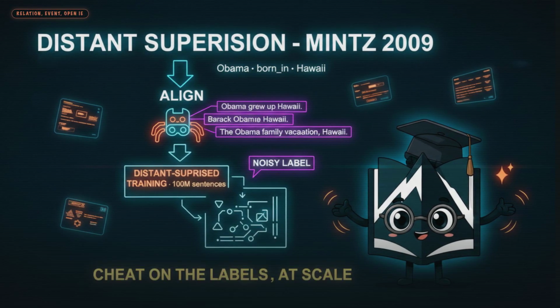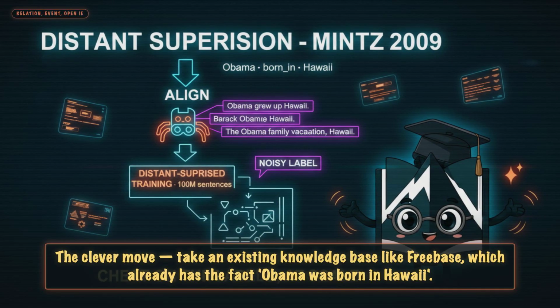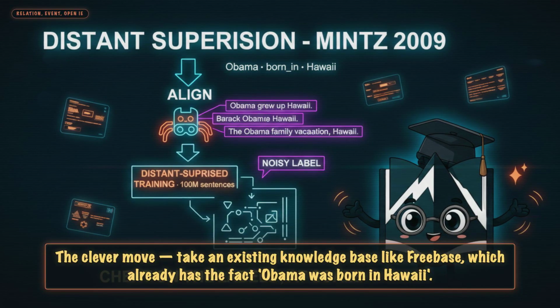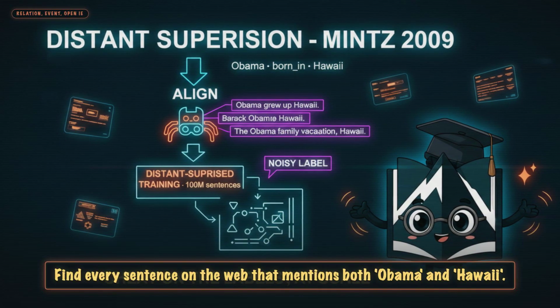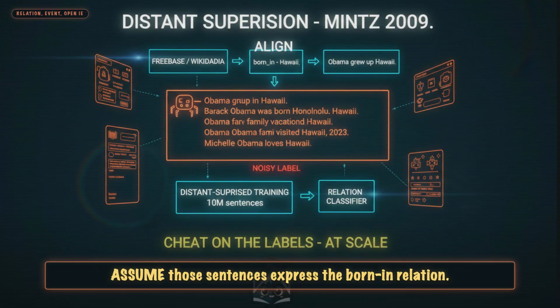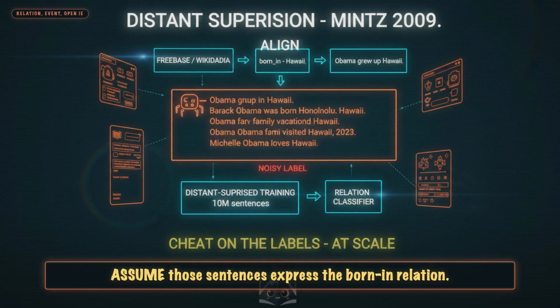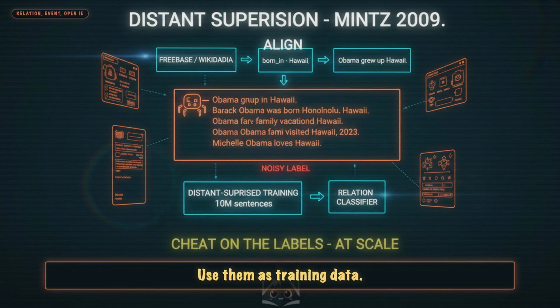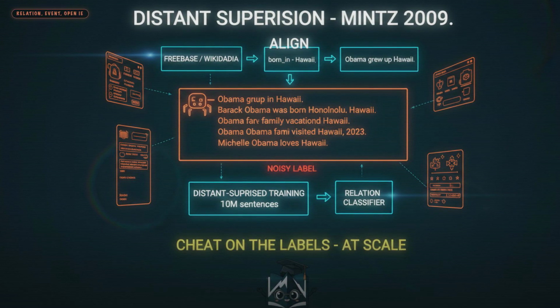The other scale trick. Distant supervision. Mintz et al. 2009 at Stanford. The clever move: take an existing knowledge base like Freebase, which already has the fact Obama was born in Hawaii. Find every sentence on the web that mentions both Obama and Hawaii. Assume those sentences express the born-in relation. Use them as training data. Noisy, but free. And at scale, the signal outweighs the noise.